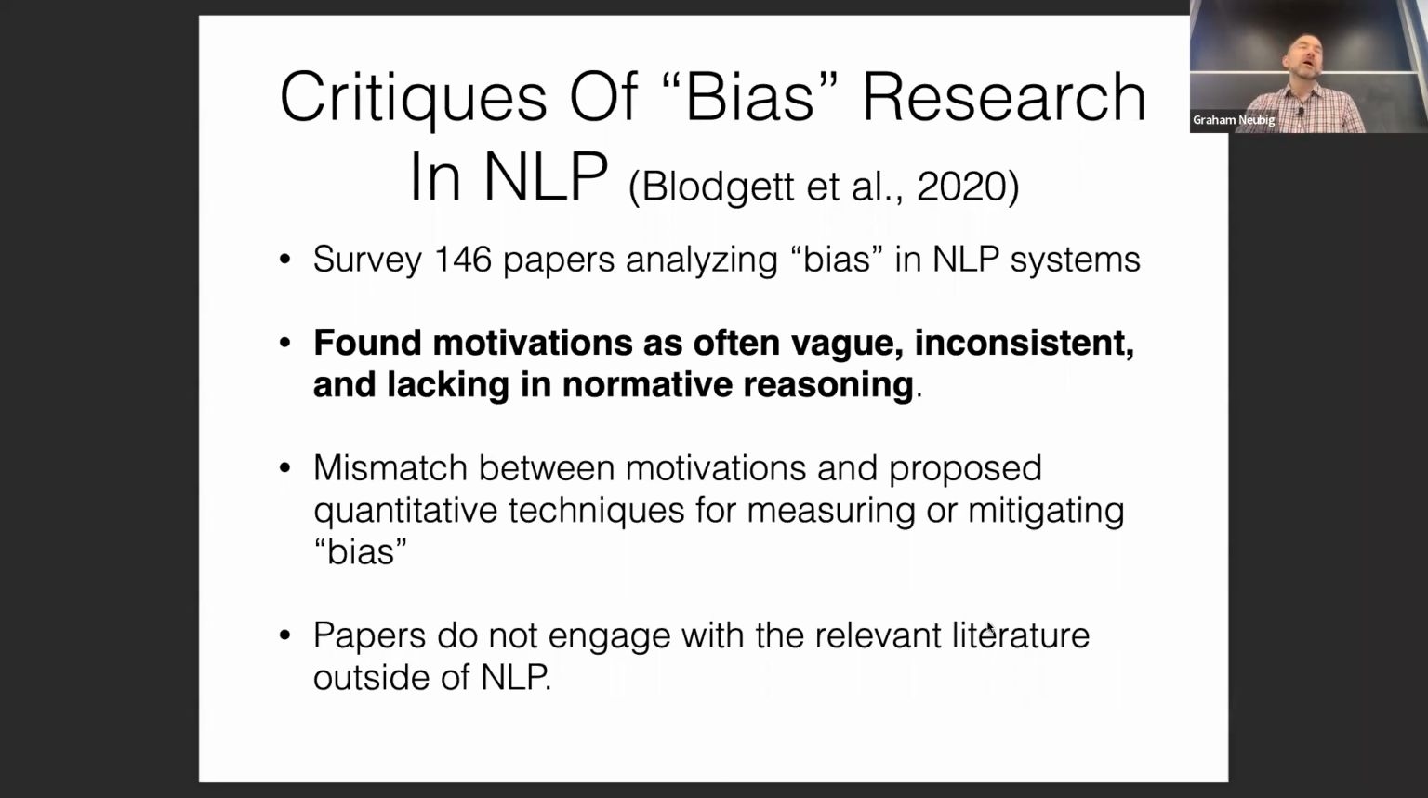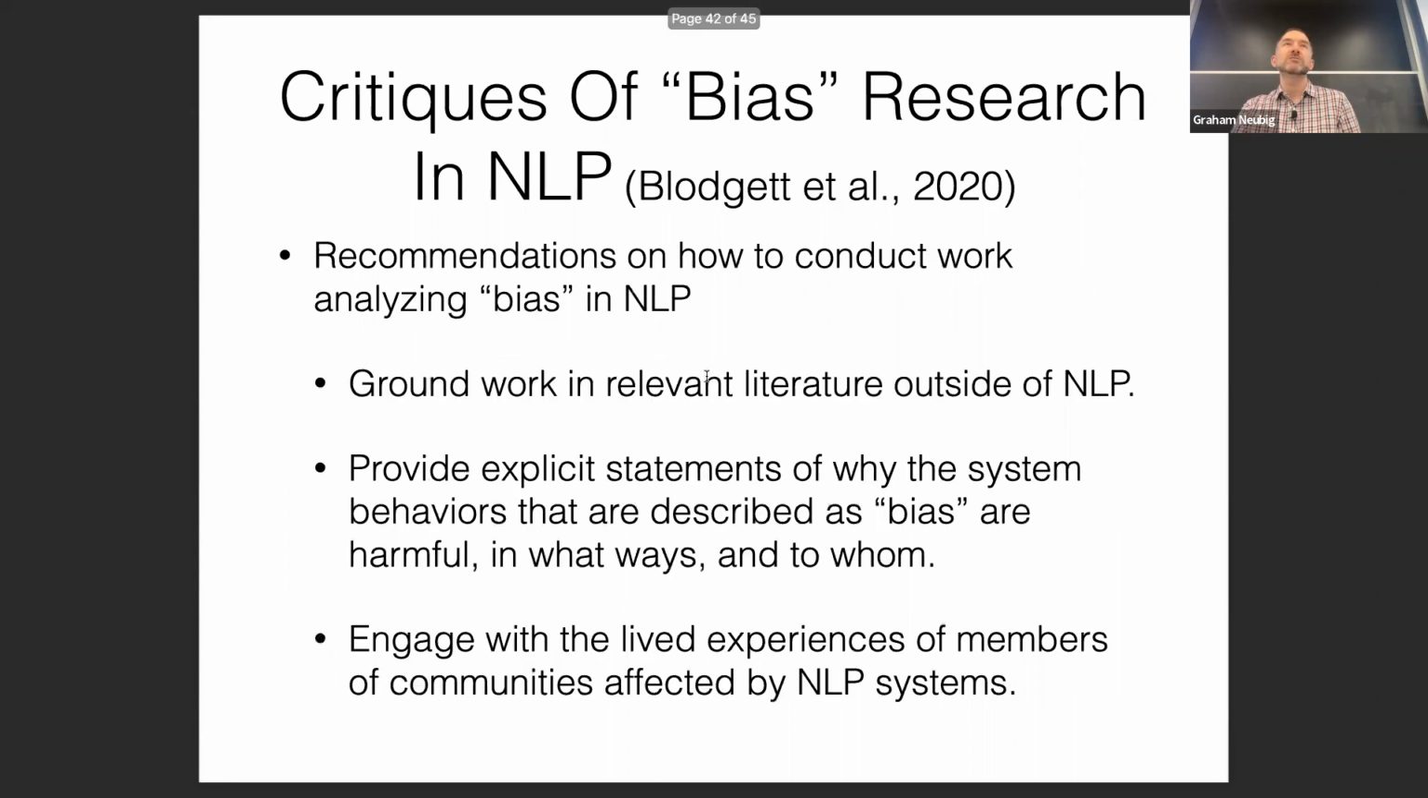Another thing is, if you're going to be working on bias, there's a lot of work on bias in philosophy or sociology or other fields like this. I think it would be worth doing a bare minimum of reading of this literature as well. And this paper has quite a few references to that literature. So they make some recommendations.